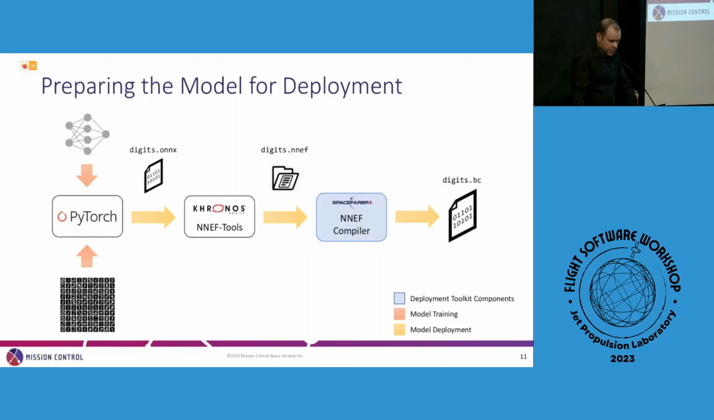So the first thing I'm going to do is generate the bytecode. I'm going to use two things. One is the NNEF tools package from the Khronos Group. It's open source, so it's just a tool to convert models. And then I'll use our NNEF compiler. I already have this digits.onnx file. ONNX is a very popular format that can be natively exported by PyTorch. So we're using that.